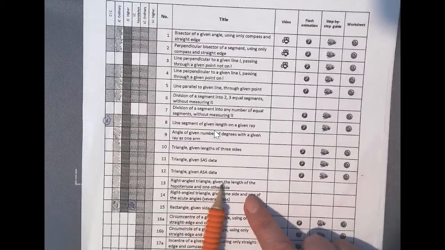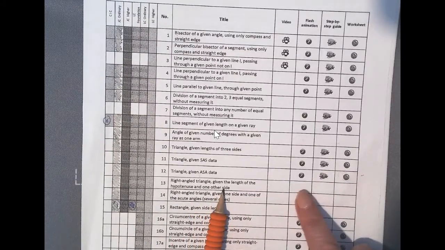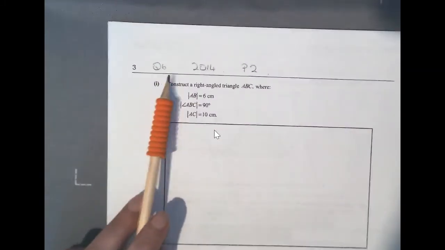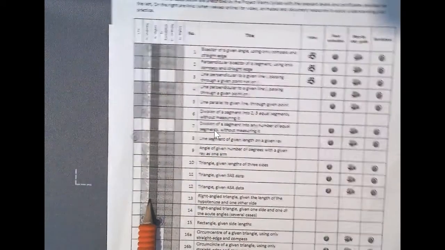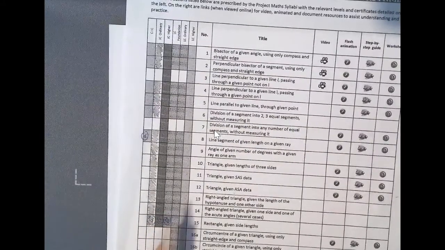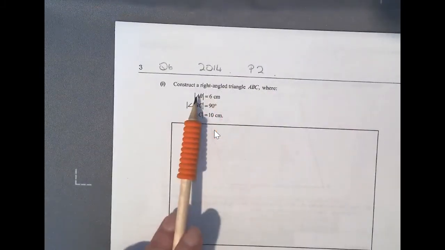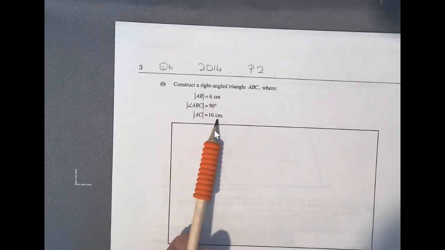Right, construction 13 is a right-angled triangle given the length of the hypotenuse and one other side. There's no worksheet from Squelnet, as I've used for all of these so far, so I found an exam question instead. It was question 6 on the higher level junior cert paper, but it doesn't matter, as you can see from our chart, it can come up in any of the levels. The question said, construct a right-angled triangle ABC where AB is 6, the angle ABC is 90, and the length of AC is 10.